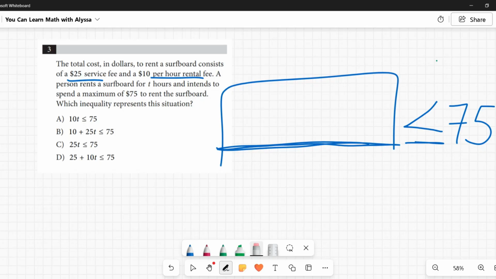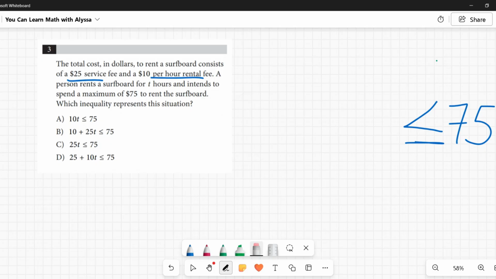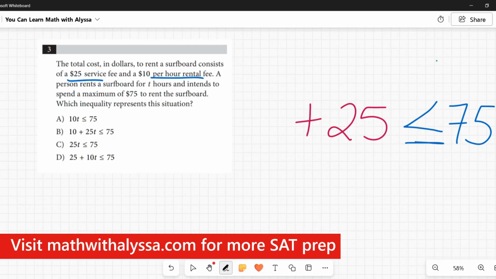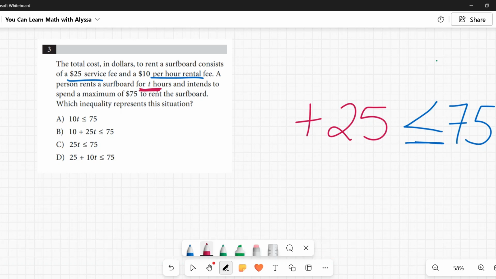Right, so the $25 service fee and a $10 per hour rental fee. A $25 service fee, everyone gets that, no matter how short or long of a time they spend on this surfboard, they are paying a $25 flat rate. Now, if it's something that's going to change, we need a variable. They're telling us that this variable is going to be T hours. So it's $10 per hour. This price is going to vary, hence variable. It's going to vary depending on how many hours the person spends.